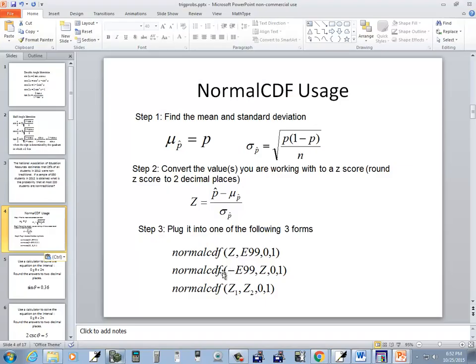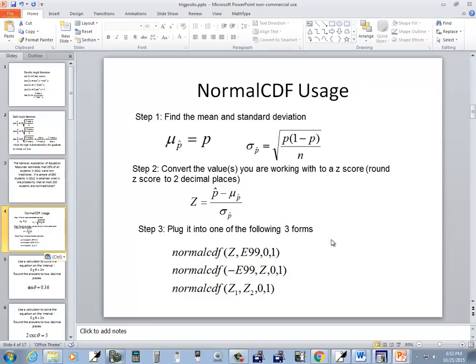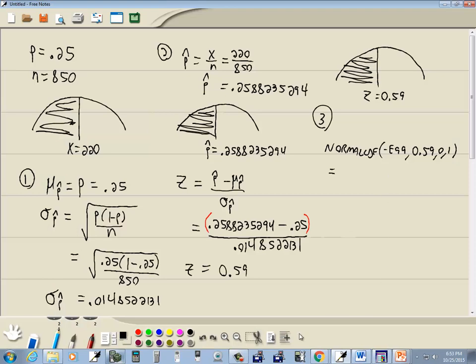Then step 3 says we're going to use one of these normal CDFs. This first one is where we're going to the right, this is where we're going to the left, and this is where we're in between 2 values. So we're going to use the second one because we're shading to the left. So we'll do normal CDF. We'll do our low value, which is negative E99, our high value, which is 0.59, and then 0, 1. And we should round it to 4 decimal places.